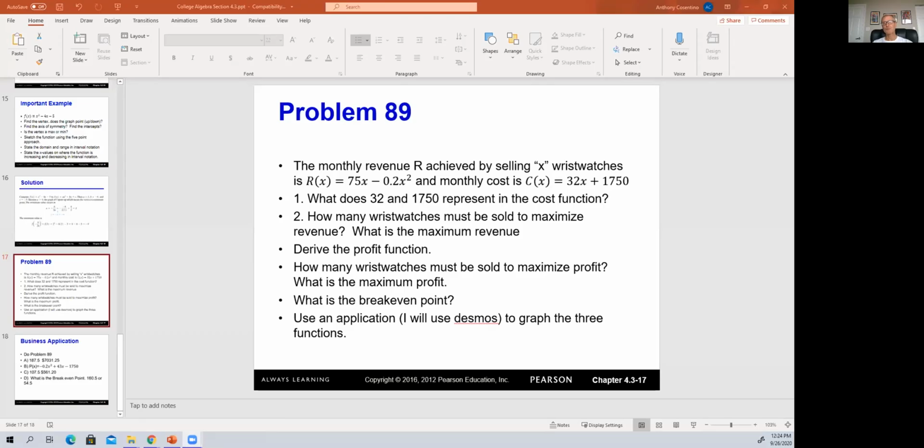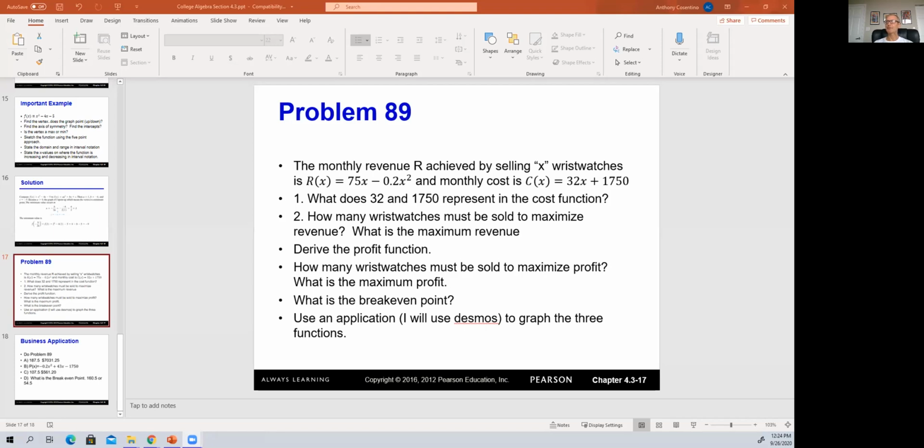Hello, class. So we are going to finish section 4.3 in this recorded lecture, and it really ends with a business application modeling using the quadratic function. And the next section, we're going to continue modeling using the quadratic function in section 4.4. So what I decided to do here is just walk through another big example. And this one is, if you had the textbook or if you looked on the ebook, it'd be problem 89.